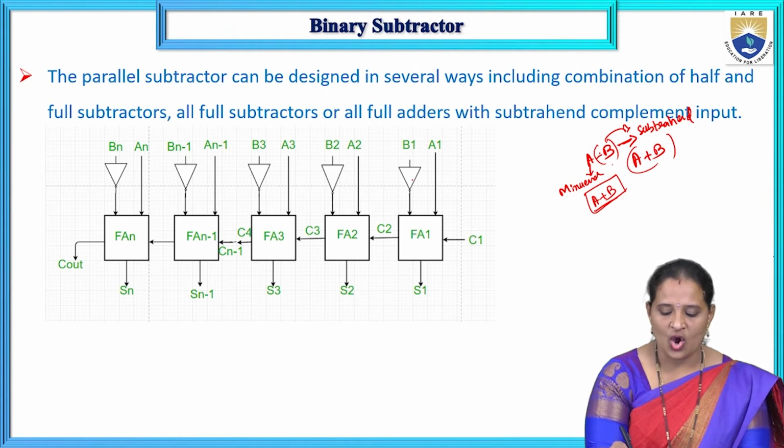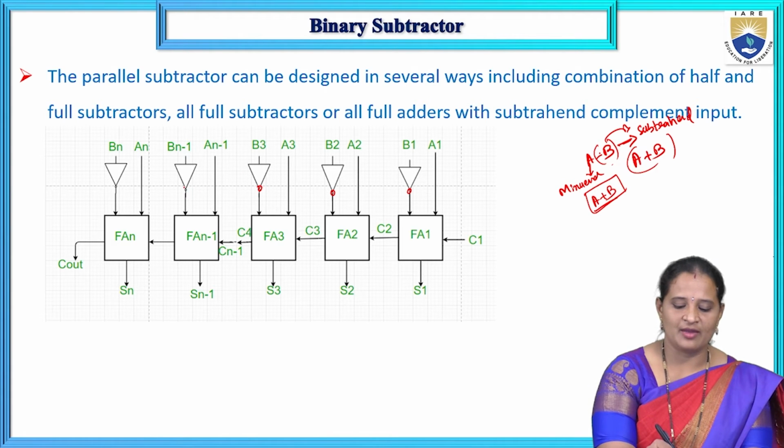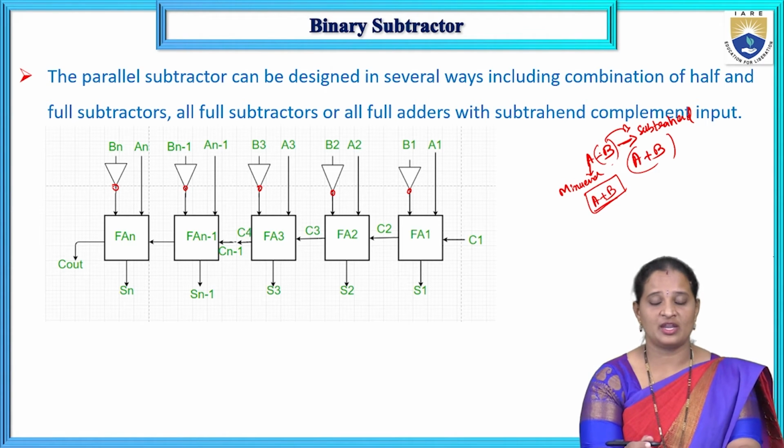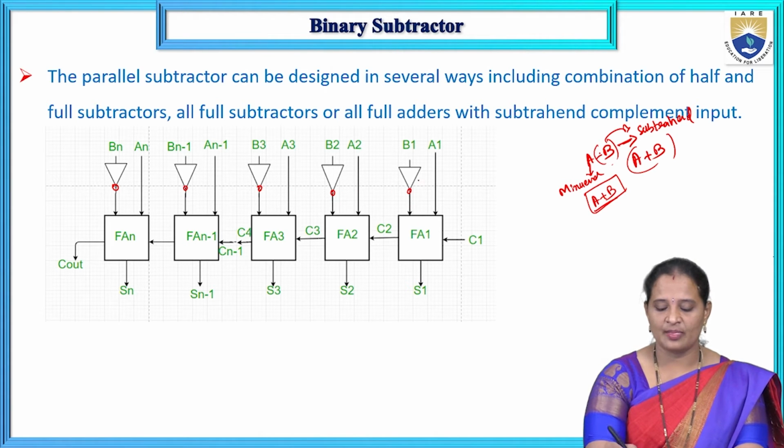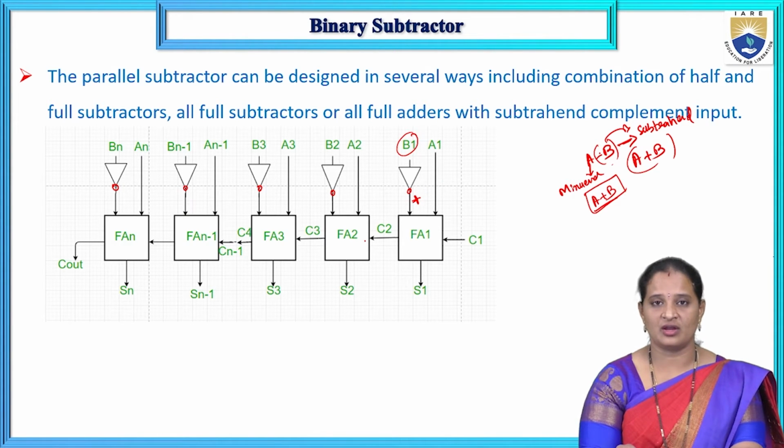Only the thing is all the B inputs are applied to the full adder circuit by complementing it using an inverter. So each full adder, before applying the input B to the full adder, that B is getting complemented, because this B is a negative number, so I am going to convert it into a positive number, so that the subtraction is converted into addition, and which can be performed by the full adder circuit.